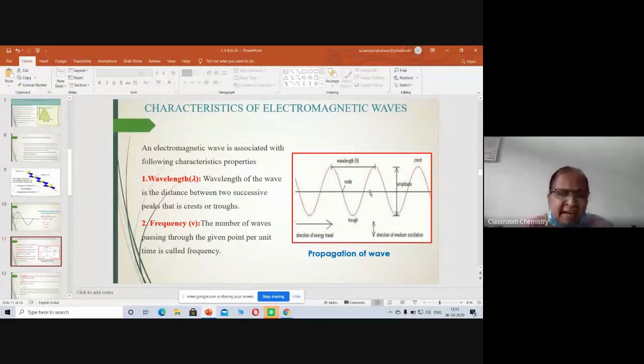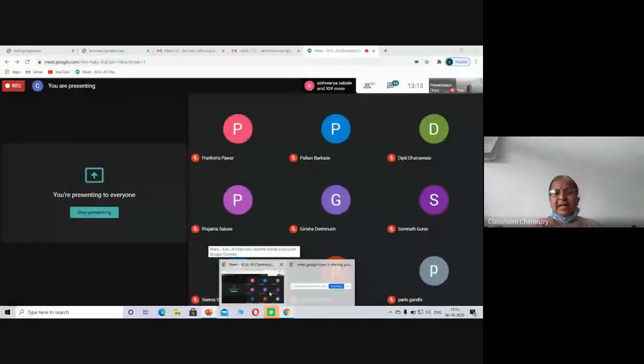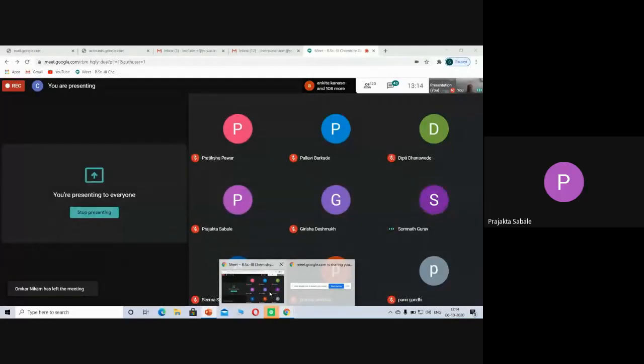Cycles per second, or it is expressed in hertz. 1 hertz is equal to 1 cycle per second. Also bigger units are used, that is kilohertz, megahertz or gigahertz are also used to express the frequency of the spectral lines. Generally it is expressed in second inverse. Understood? Frequency is another characteristic property of the electromagnetic radiation. Did you understand both these properties? Did you understand or not? Say something. Somnath Gurav. Yes, there is no difficulty in this, right?